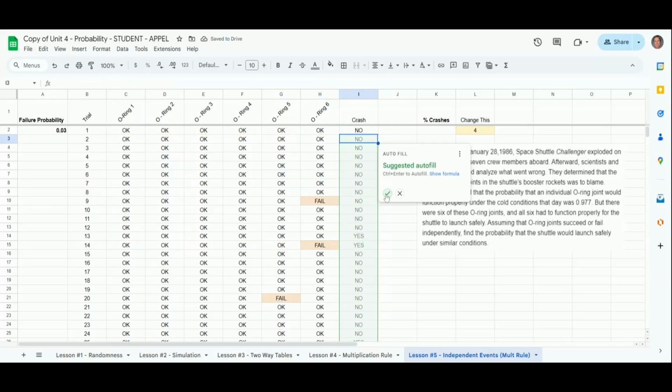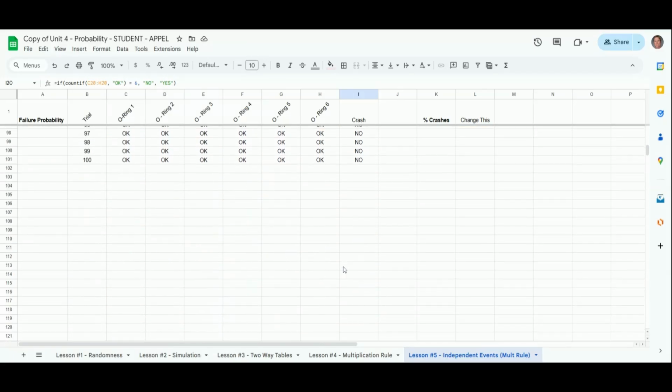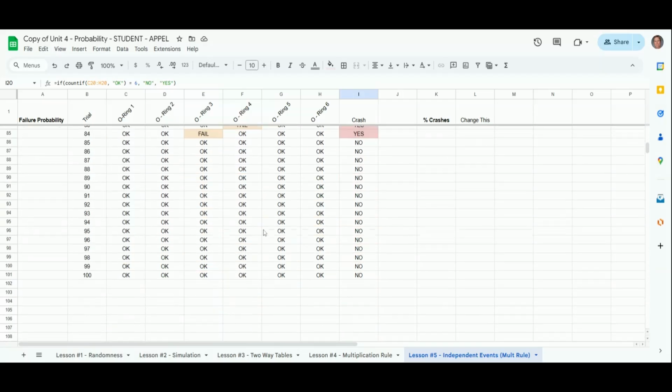So we're going to apply that down. So basically what we're saying, right, is we count all these. If it's 6, they're all okay. If we count 6 okays, then we're good. If we have one that has failed, then it is a problem. And so these yeses tell us how many times we crashed out of 100 trials. So we're going to have 100 trials here.